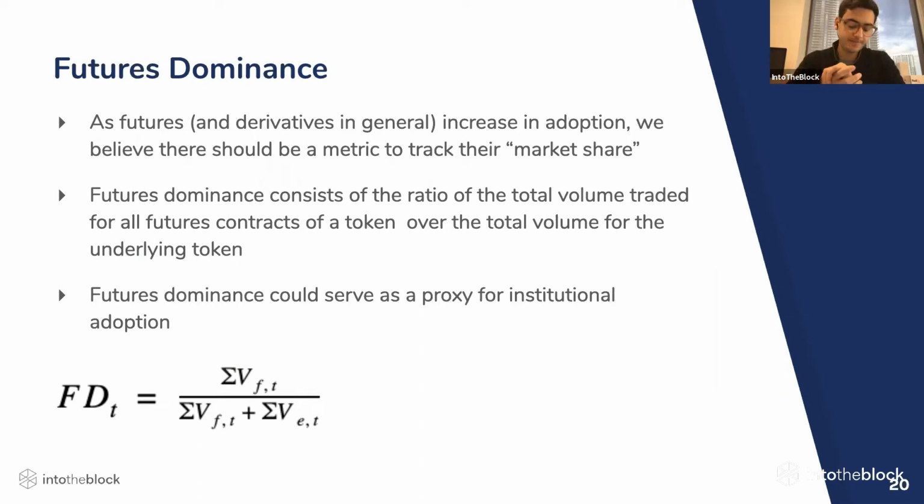So I mentioned earlier how Binance currently, for Bitcoin specifically, has 75% of their trading volumes in futures contracts. And we believe that there should be a way to track the market share, sort of, that these futures or derivatives as a whole encompass of the total crypto sphere. So similar to Bitcoin dominance, we're coming up with a futures dominance indicator, which consists of a ratio of the total volume traded for all futures contracts of a token over the total volume of the underlying token.